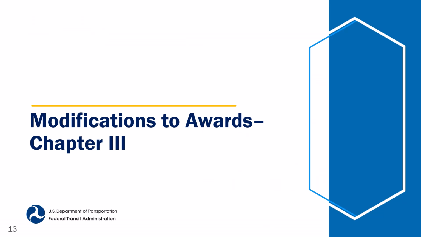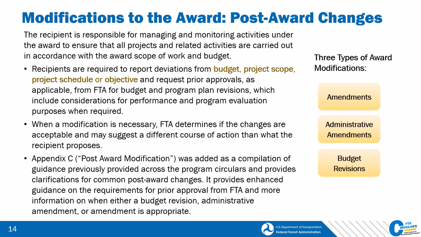Now we are changing from reporting to post-award modifications, which are also outlined in Chapter 3 of Circular 5010. It's not unusual for an award to need to be modified. There are 3 ways to modify an FTA award, which are through a recipient-initiated amendment, an administrative amendment that FTA creates, or through a budget revision. The recipient is responsible for managing and monitoring activities and approaching FTA about the award scope of work or budget that needs to be changed.